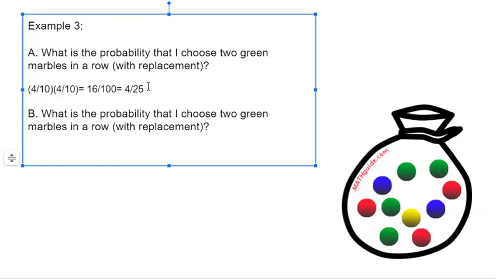Okay, the next question is interesting because it's similar but a little bit different. What's the probability I choose 2 green marbles in a row? Oh, that says with. That's supposed to say without. Can you guys fix your paper too? Because I just copied that from on your paper. So this one should say without. So fix that on your paper too. Part B should be without. So the probability I choose 2 green marbles without replacement. So what happens is the first one's going to be the same, 4/10.